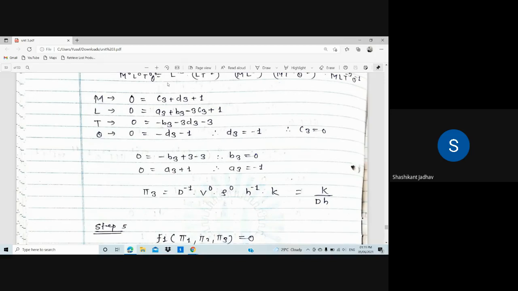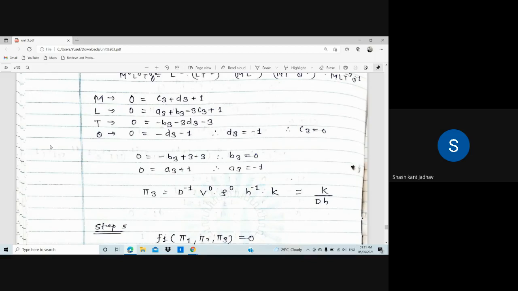Okay. So what is the value of a3, b3, c3, and d3? a3 is equal to -1, b3 is equal to 0, c3 is equal to 0, and d3 is equal to -1. We have to equate the powers of M, L, T, and theta. From that we get the equations, and by solving the equations we get the values of a3, b3, c3, and d3. So a3 is -1, b3 is 0, c3 is 0, and d3 is -1.